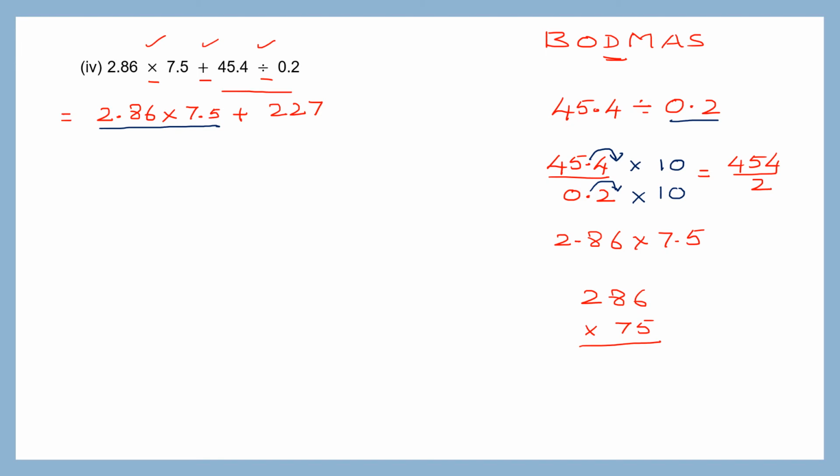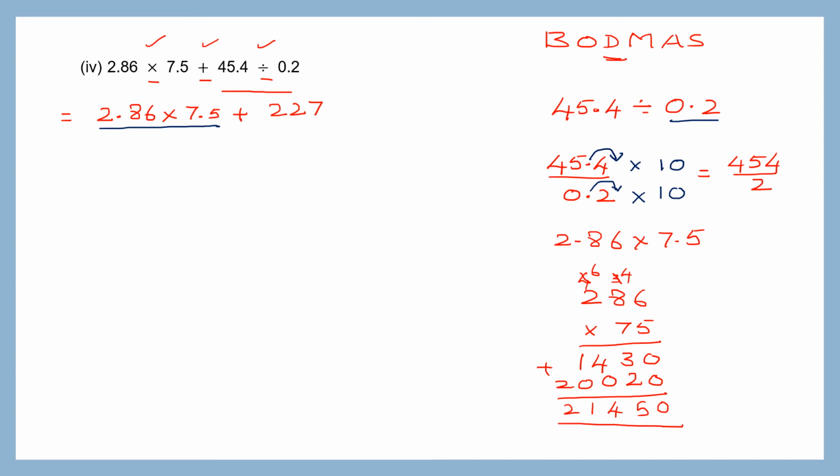5 6s are 30, carry 3. 5 8s are 40 plus 3, 43, carry 4. 5 2s are 10 plus 4, 14. Start the second step. 7 6s are 42, carry 4. 7 8s are 56, plus 4, 60. 7 2s are 14, plus 6, 20. Now let's add this up. 0, 5, 4, 1, 2.